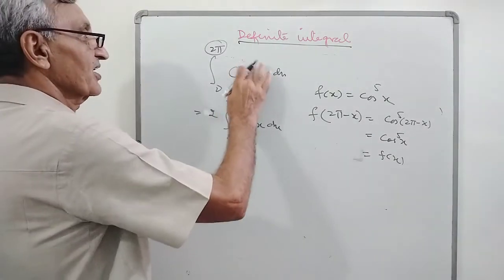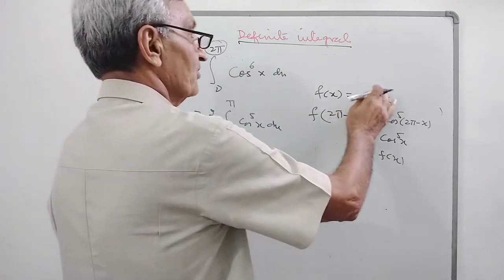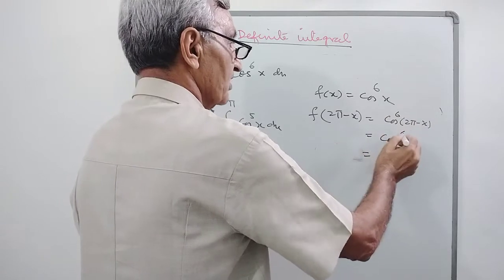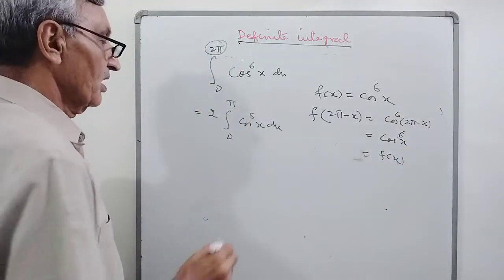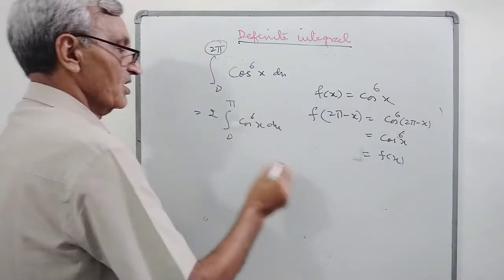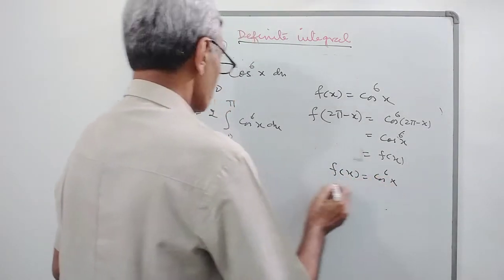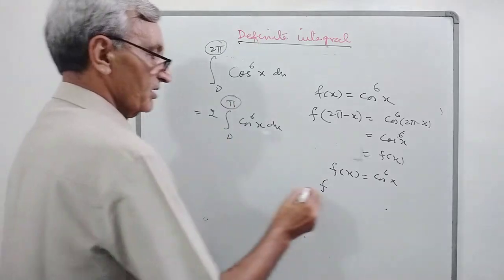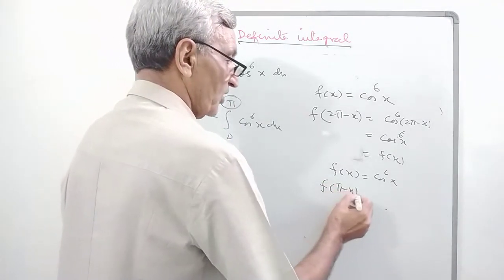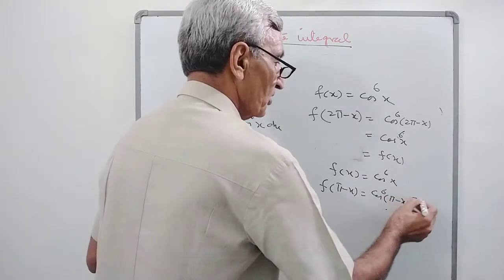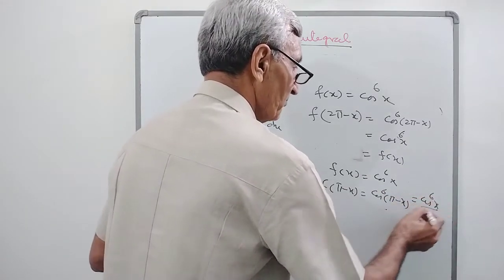For a minute let me take the power as 6, raised to power 6, and fx. Here again fx is equal to cos 6x. Now this becomes 2a for me. f of pi minus x is equal to what? cos of pi minus x, whether minus or plus, cos 6x will come, the same fx will come.